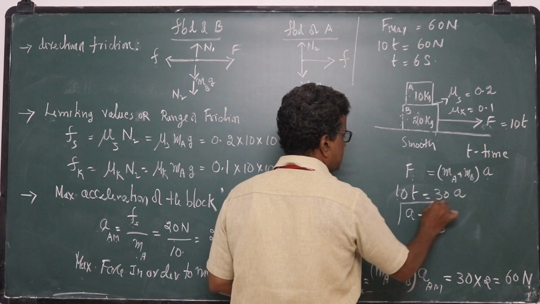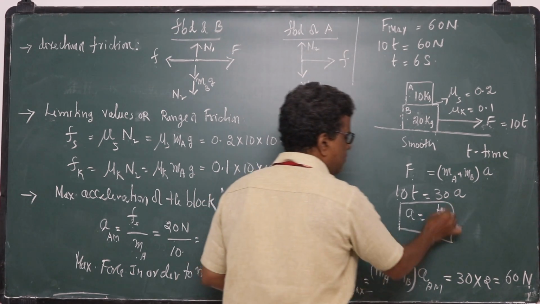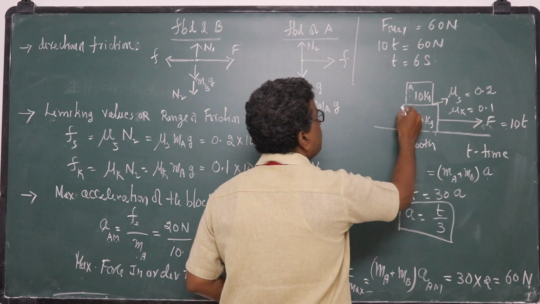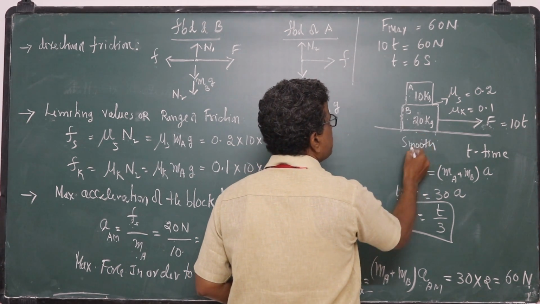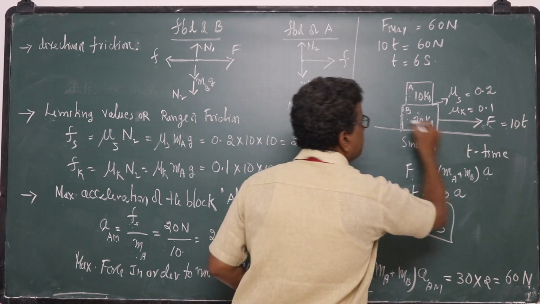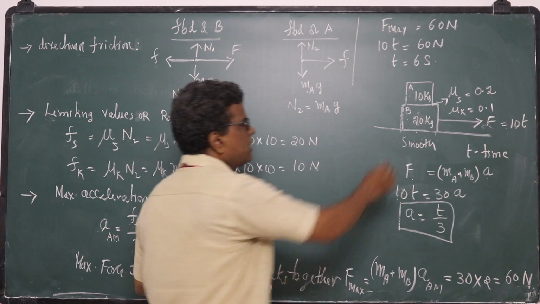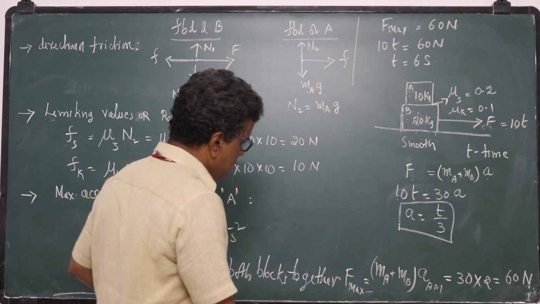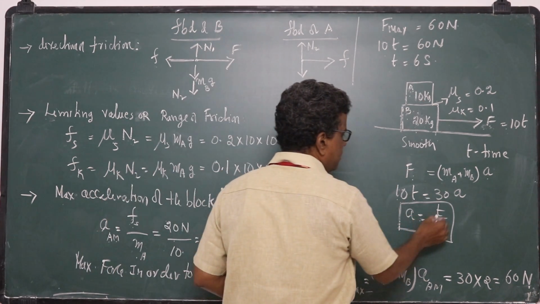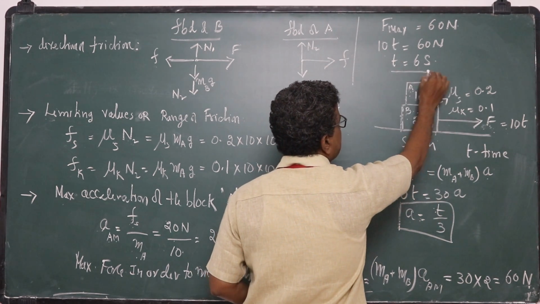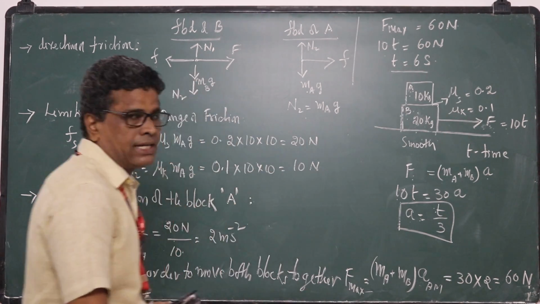So this acceleration a is equal to t by 3, because there is no friction between these two. So block B will slide together along with A. A also moves together with an acceleration t by 3. How long will it accelerate together? Common acceleration up to 6 seconds.